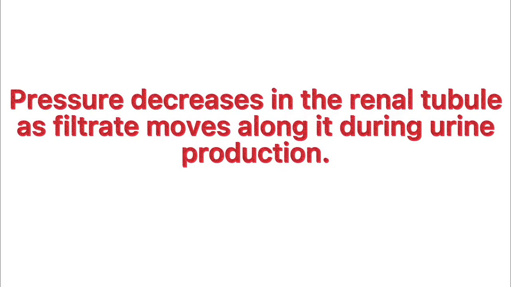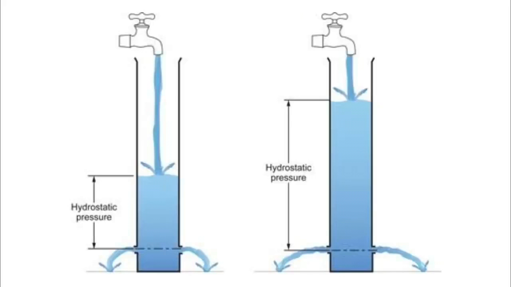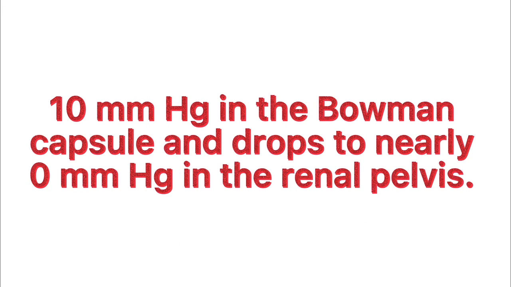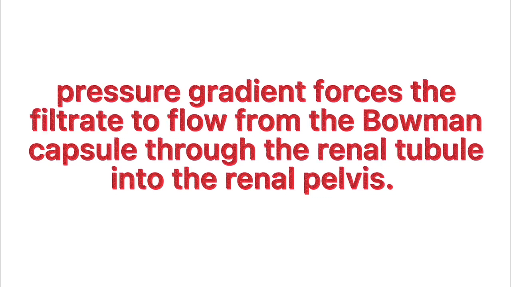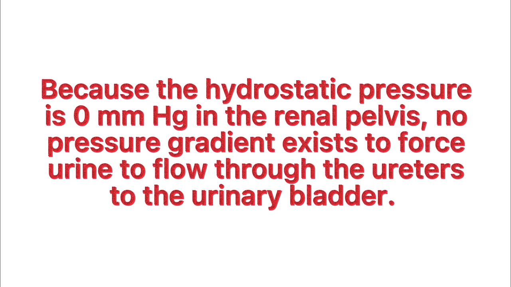Pressure decreases in the renal tubules as filtrate moves along it during urine production. Hydrostatic pressure from filtrate averages 10 mm Hg in the Bowman capsule and drops to nearly 0 mm Hg in the renal pelvis. This pressure gradient forces the filtrate to flow from the Bowman capsule through the renal tubule into the renal pelvis. Because the hydrostatic pressure is 0 mm Hg in the renal pelvis, no pressure gradient exists to force urine to flow through the ureters to the urinary bladder.